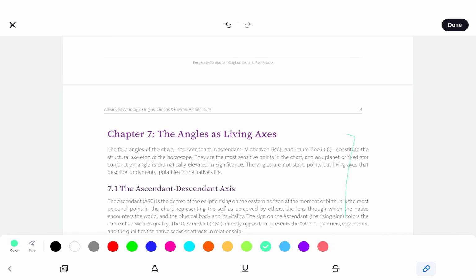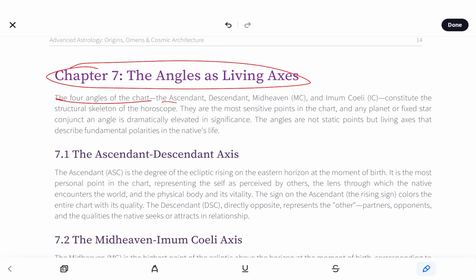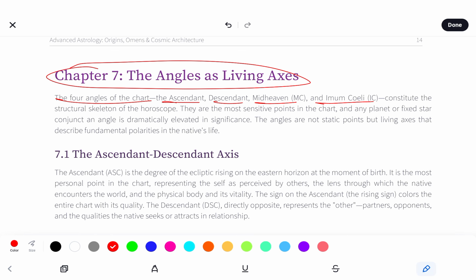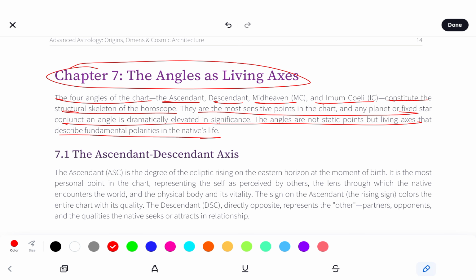Alright, now let's get into the angles as living axes. So the 4 angles of the chart, the ascendant, descendant, midheaven, and Imum Coeli, or the MC and IC, constitute the structural skeleton of the horoscope. They are the most sensitive points in the chart, and any planet or fixed star conjunct an angle is dramatically elevated in significance. The angles are not static points, but living axes that describe fundamental polarities in the native's life.